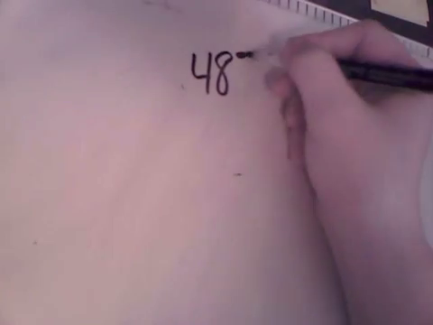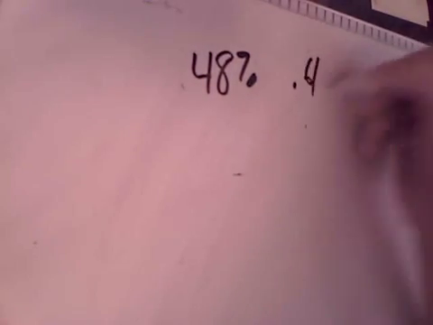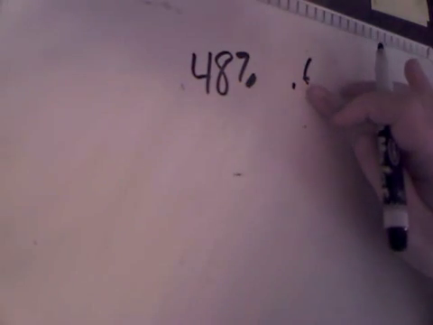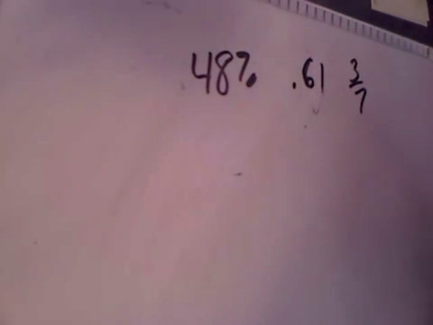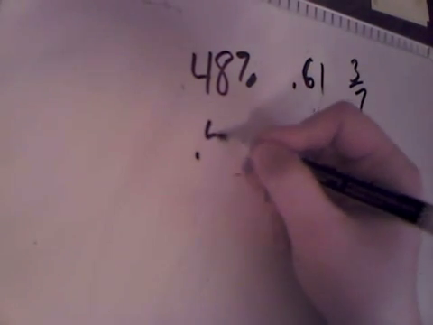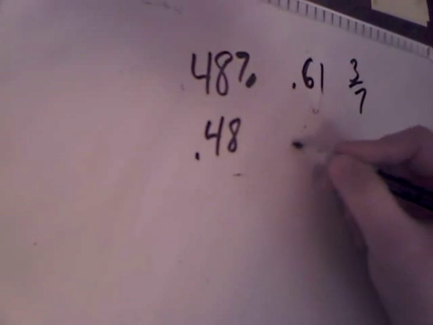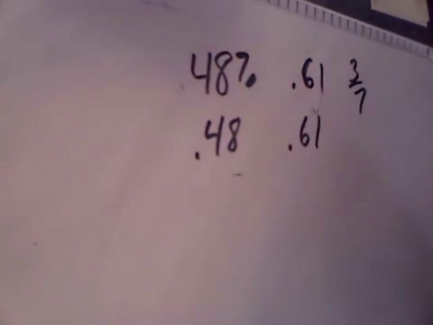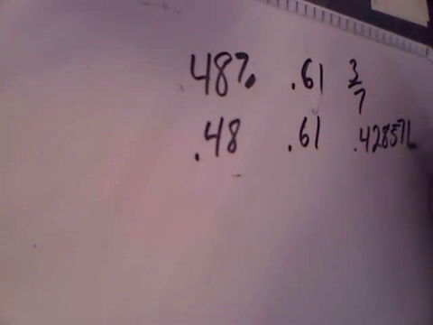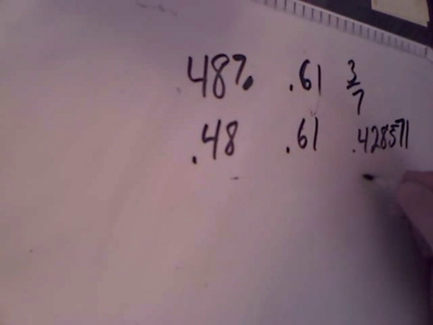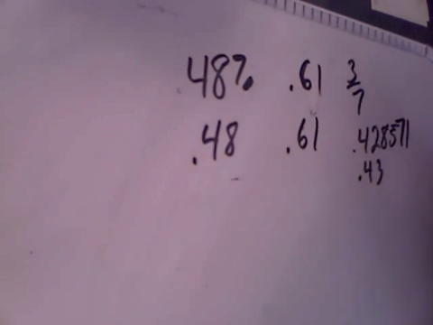Let's look at one more example. Let's look at 48%, 0.61, and 3/7. 48% becomes 0.48. 0.61 remains the same. 3/7, when you divide that, you get 0.42857, which I'm going to round to 0.43.